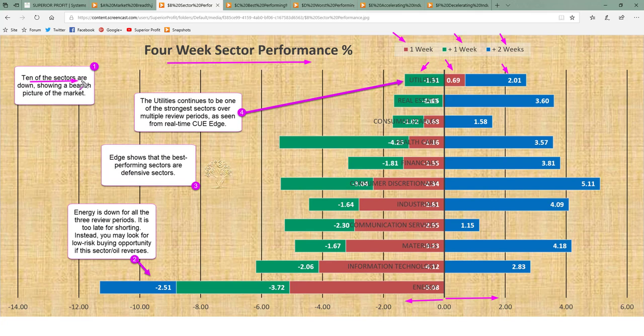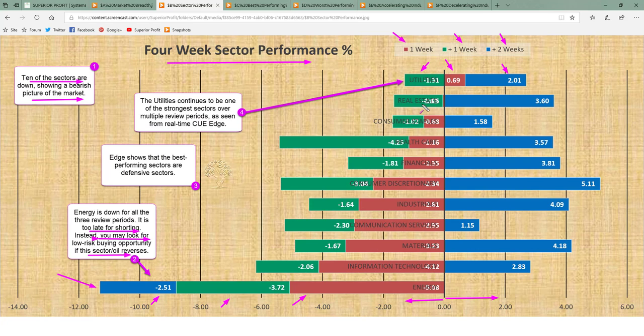This week, 10 of the sectors are down, showing a bearish picture of the market at the sector level as well. Energy is by far the worst performing sector. It is now down for all the 3 review periods. It is too late to start shorting energy stocks. Instead, you may look for low risk buying opportunity if this sector and oil reverses.